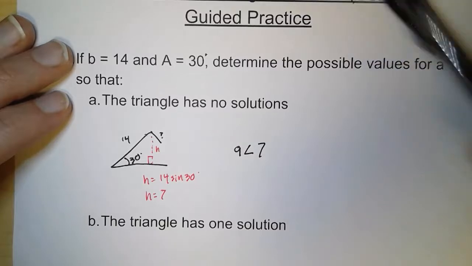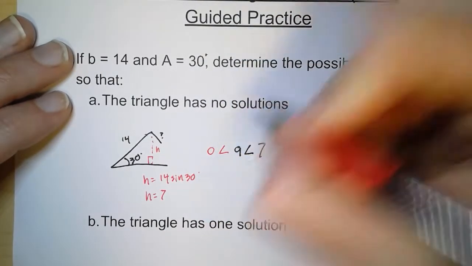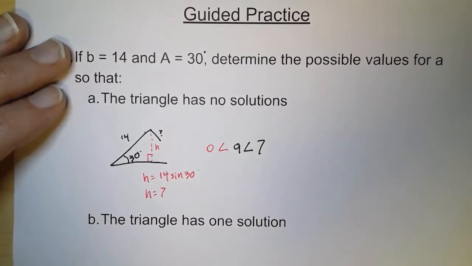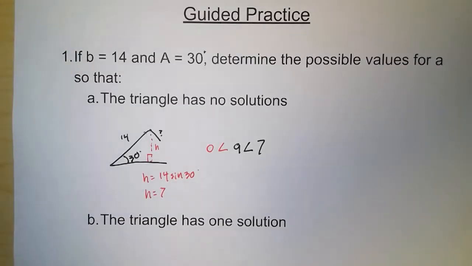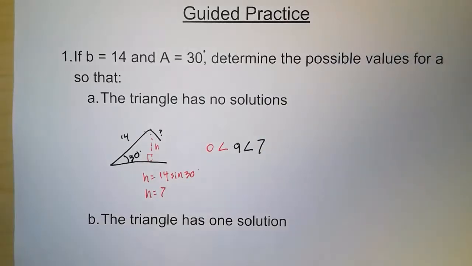Now, some people would also say that you have to include 0 being less than a. I don't think that's necessary, but some people need to say that. For a lot of courses and teachers, it's understood that if we're talking about a triangle, then the side lengths and the angle measurements all have to be positive. But if not, then it doesn't hurt to add in that extra little mark.